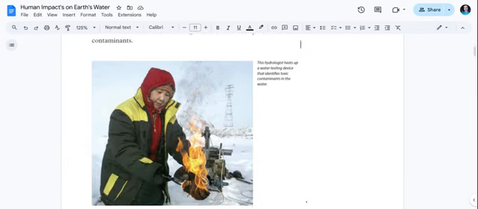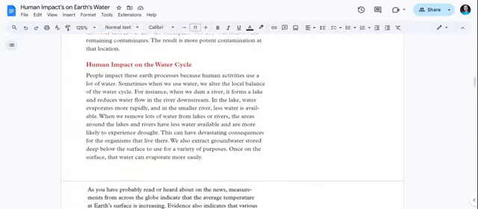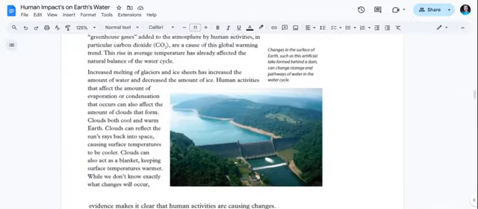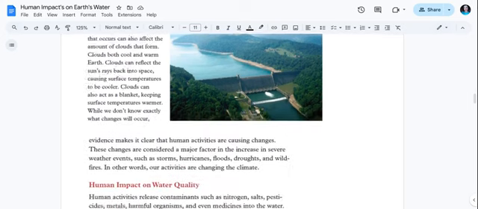We have a picture with a caption. The caption says, "This hydrologist heats up a water testing device that identifies toxic contaminants in the water." So we're going to learn more about the work of hydrologists. And then if you scroll further, you see that we have another picture that shows what appears to be a dam. The caption says, "Changes in the surface of Earth, such as this artificial lake formed behind a dam, can change storage and pathways of water in the water cycle."